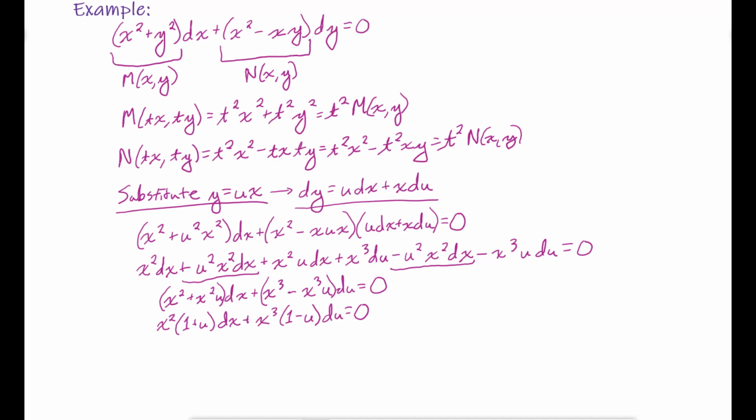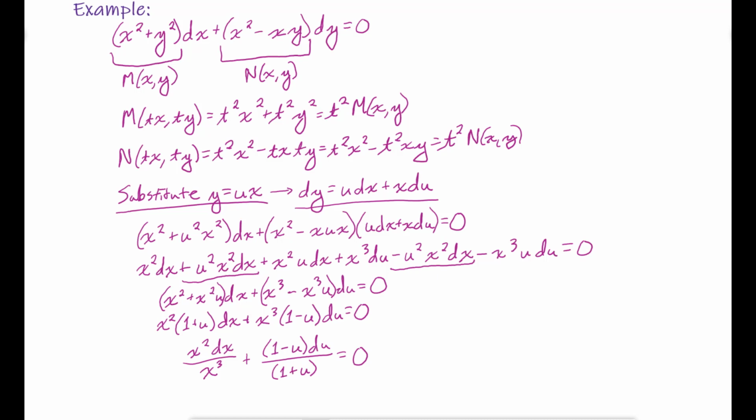And now, this is a separable differential equation. So allow me to separate the terms. By dividing everything by 1 plus u, that's the term that has a u in it that's paired with dx, and dividing everything by x cubed, that's the x term that's paired with du. And when I do so, I arrive at x squared dx divided by x cubed plus the quantity 1 minus u du divided by the quantity 1 plus u equals 0.